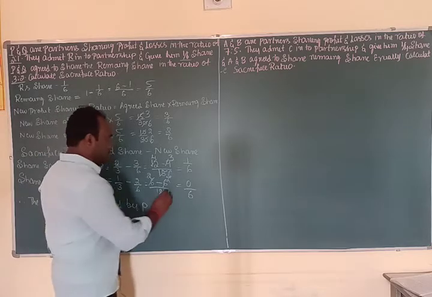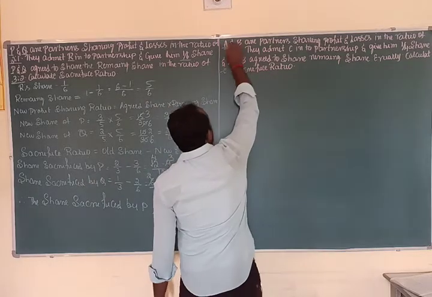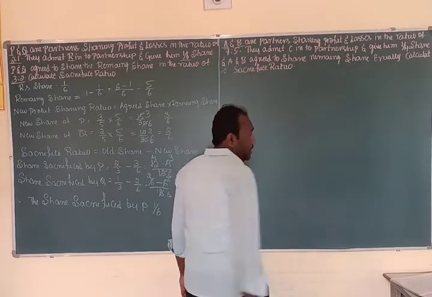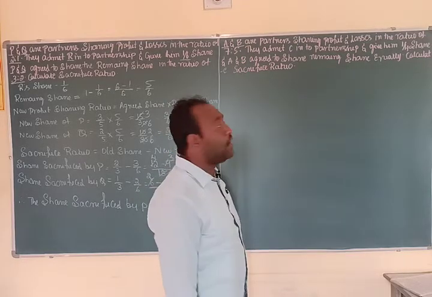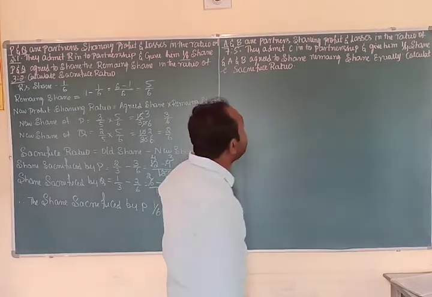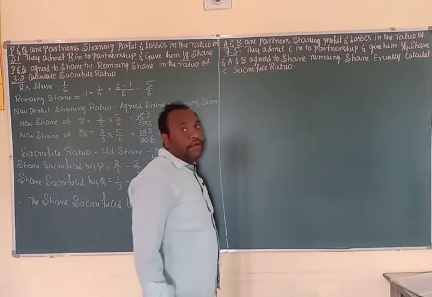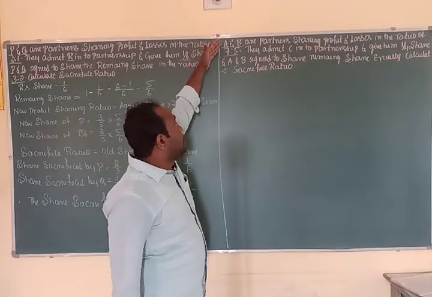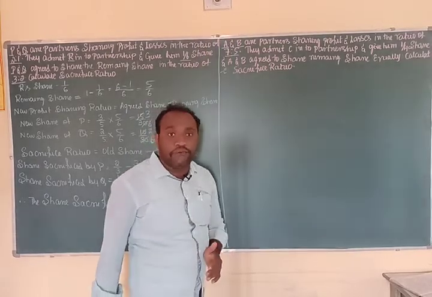Okay, next problem now. Here A and B are partners. Here who are the partners? A and B are the partners sharing profit and losses in the ratio of 7:5. Here who are the old partners? A and B. The old ratio of the old partners is 7:5.